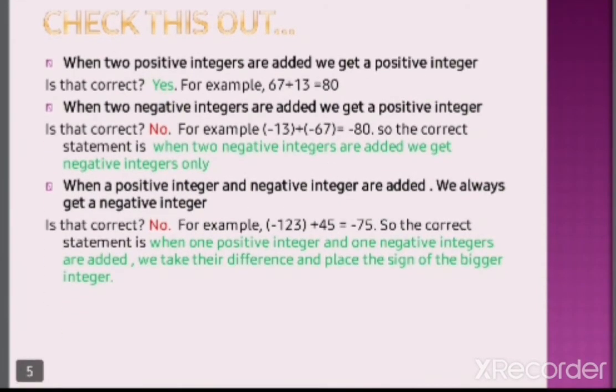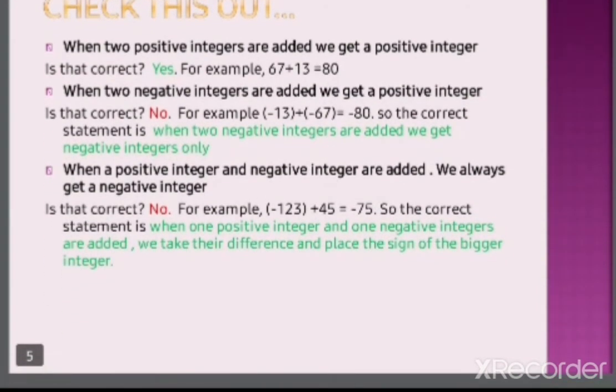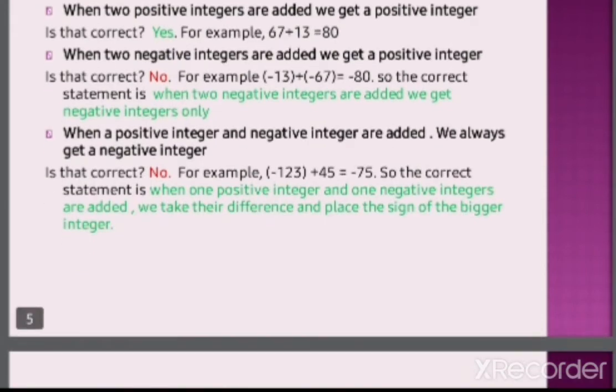The next one: when a positive integer and a negative integer are added, we always get a negative integer. Is that correct? No. For example, minus 123 plus 45 equals minus 75. So when a positive integer and a negative integer are added, do we always get a negative integer? No. So the correct statement is, when one positive integer and one negative integer are added, we take the difference and place the sign of the bigger integer. Okay.